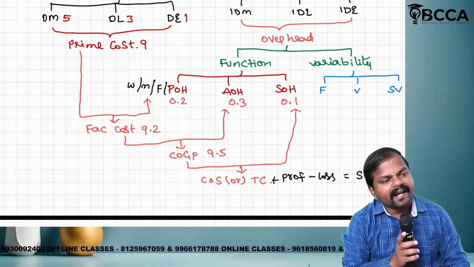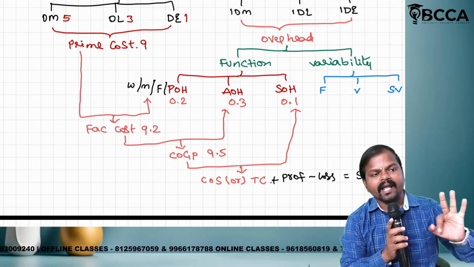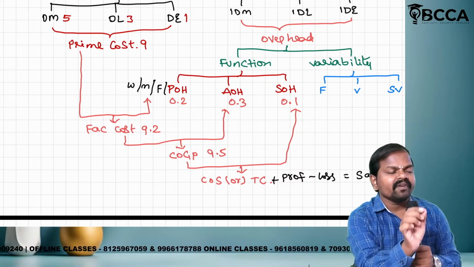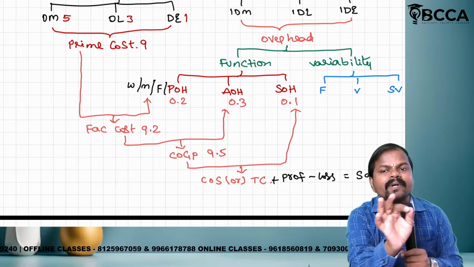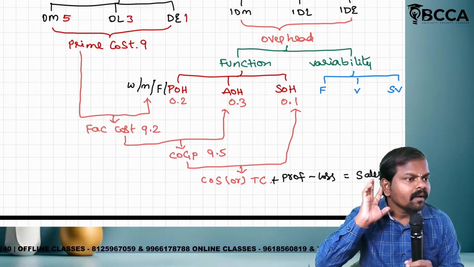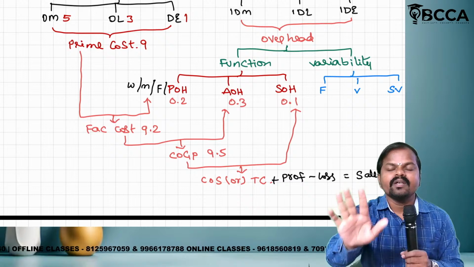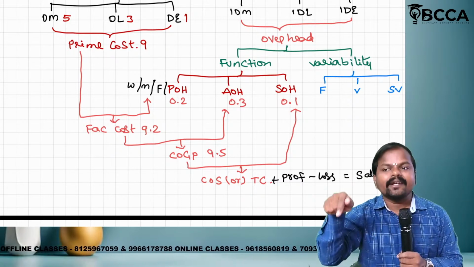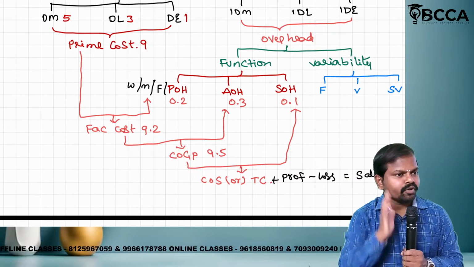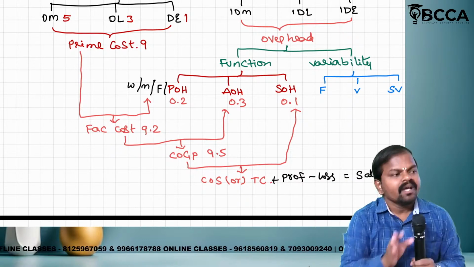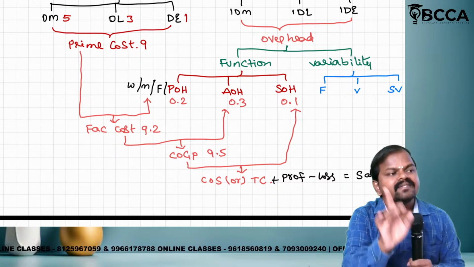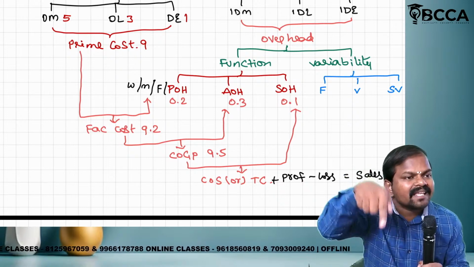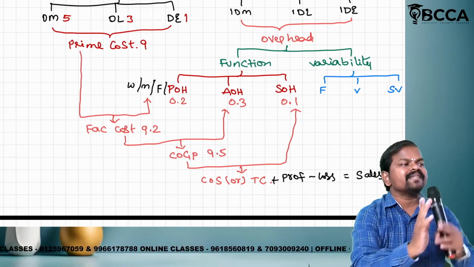Overhead can be classified on the basis of variability. How many types? Three types: fixed overhead, variable overhead, semi-variable overhead. Listen carefully. As per GAAP, semi-variable overhead shall not exist. That is the reason I told you CAS, GAAP. Now tell me, as per GAAP, does semi-variable overhead exist or not? Not exist.